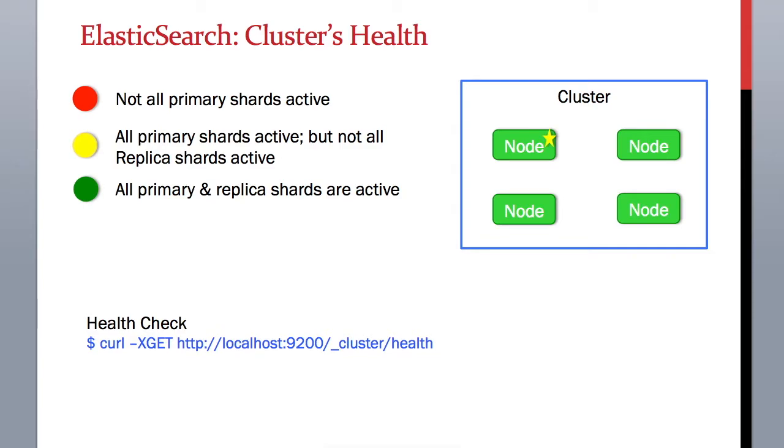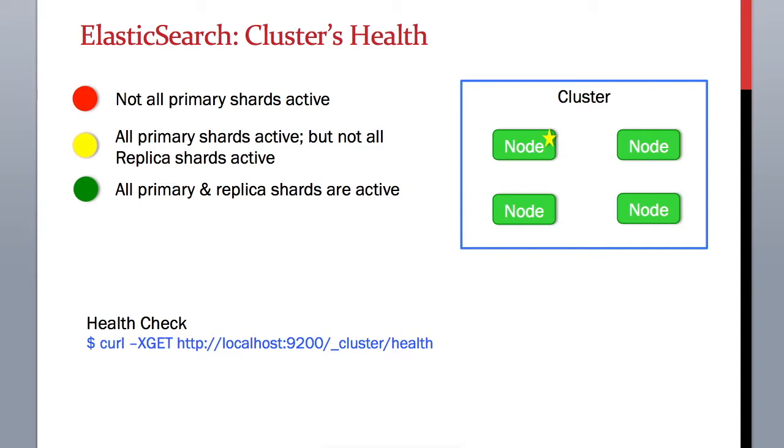Out of the box, Elasticsearch provides you an API to check your cluster's health, and it indicates a cluster's health in easy to understand color codes. As we have learned in previous lessons, if your cluster's health is indicated as red, it means not all primary shards are active, and that needs an investigation.